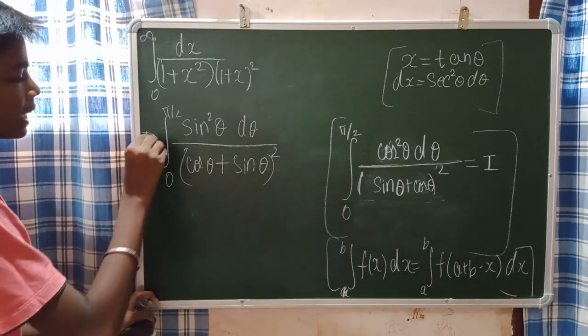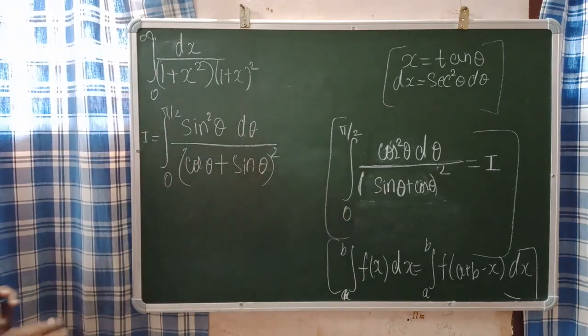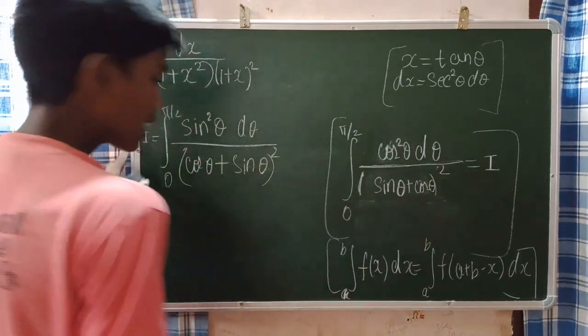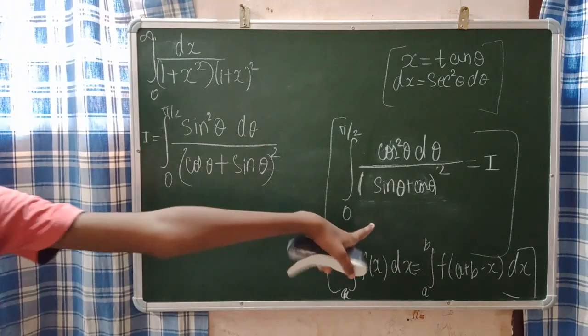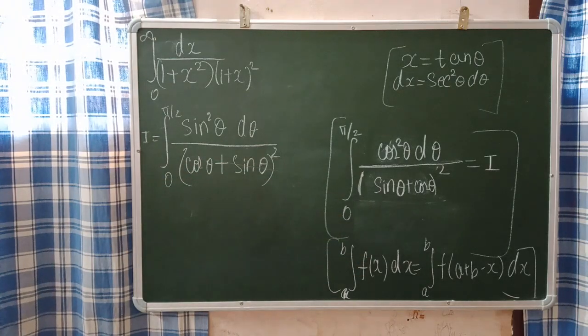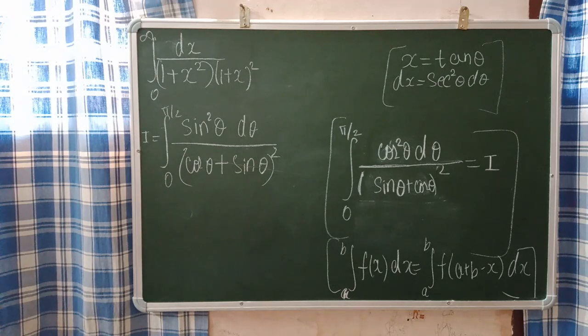So this I are same. So from this I wrote another I in forms of King's rule. That is f of a plus b minus x. This is f of x. This is f of a plus b minus x. Okay. Now, what I want to do is, guys, tell me one thing.